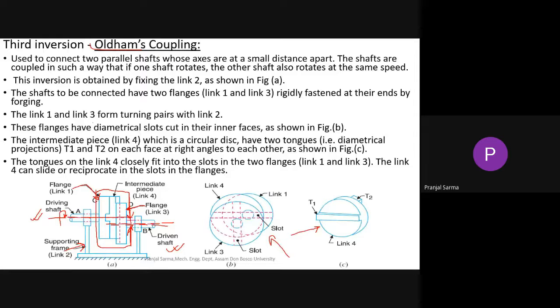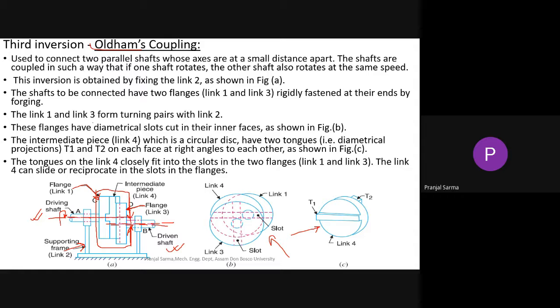Now what is the basic design feature that allows this kind of motion transfer from one parallel shaft to another parallel shaft, which are a small distance apart? Our intention is to couple them in such a way that when one of the shafts rotates, the second shaft should also rotate with the same speed. That is what our intention is, and we want to achieve that.